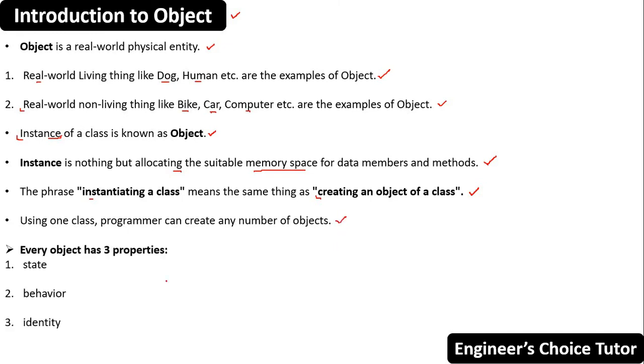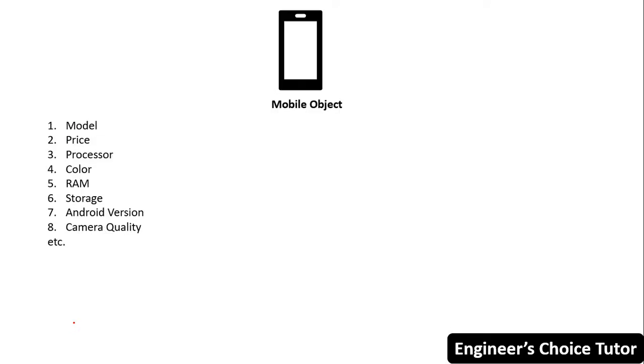What are the three properties? First is state, another one is behavior, and the other one is what? Identity. Clear with this point? Now let's understand the object with the help of an example. You all are using mobile, right? Mobile is also a real world physical entity. So here we have a mobile object.